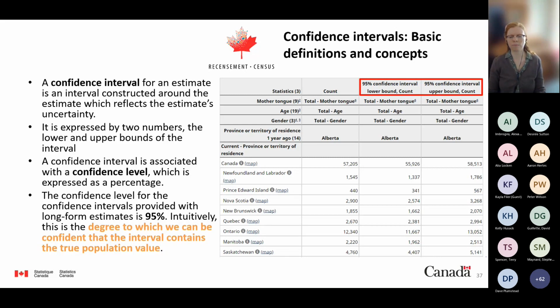So in order to make sense of a confidence interval, we need to know its confidence level, which is a number expressed as a percentage. And the confidence level for the confidence intervals provided with long form estimates is 95%. And intuitively, we can think of this as the degree to which we can be confident that the interval contains the true population value. So for a 95% confidence interval, we could say that we're 95% confident that the interval contains the true population value.